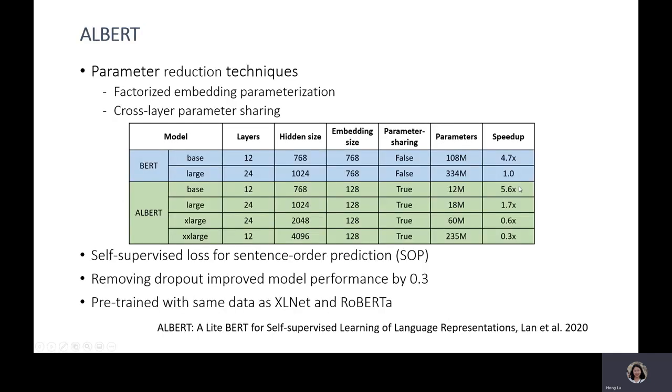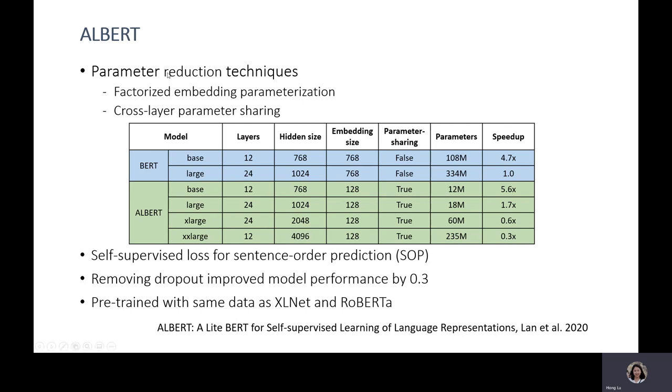So the last model we will look at is ALBERT. And the key innovation of ALBERT is its parameter reduction techniques, which make it more memory efficient. The first parameter reduction technique is factorized embedding parameterization, and we will take a closer look at this in the next slide. And the second parameter reduction technique is cross-layer parameter sharing. So instead of having different parameters in different transformer blocks, all blocks share the same parameters.